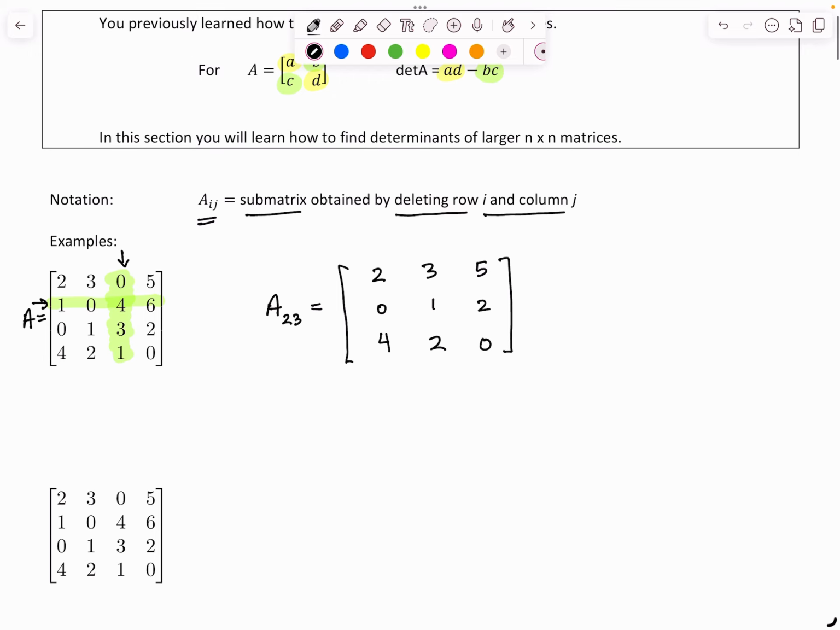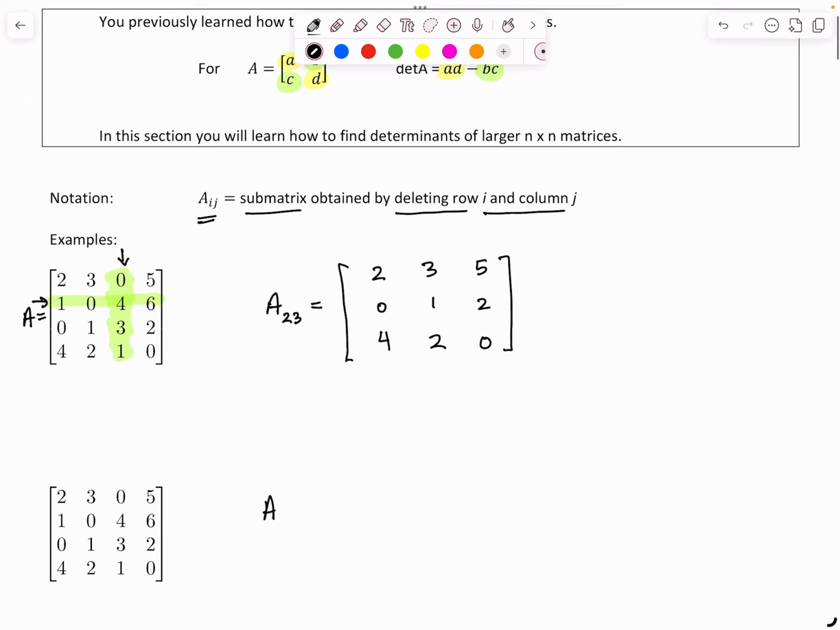And if I wanted to do A4,2, that means delete row 4, column 2. So if we take row 4 out and column 2 out, you end up with the matrix 2, 1, 0, 0, 4, 3, 5, 6, 2.